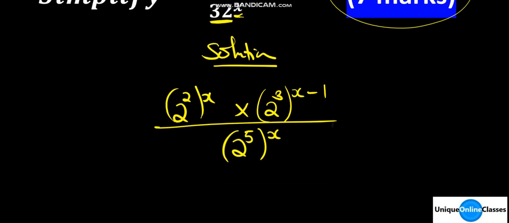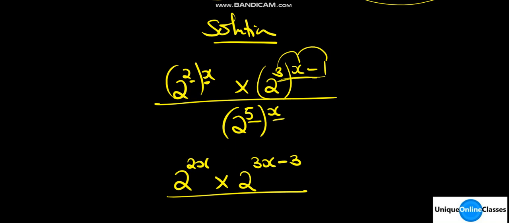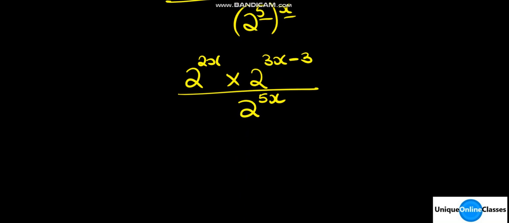So the next thing is to remove the bracket. We have 2 raised to the power 2x, times 2 raised to the power 3x, then 3 times negative 1 which gives negative 3. Then here, divided by 2 raised to the power 5x. The same applies here: multiplying the powers inside the bracket and outside. So that is done.